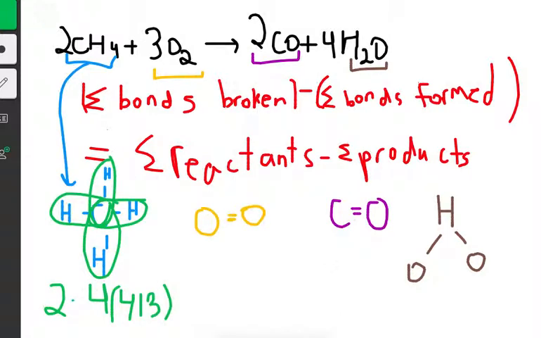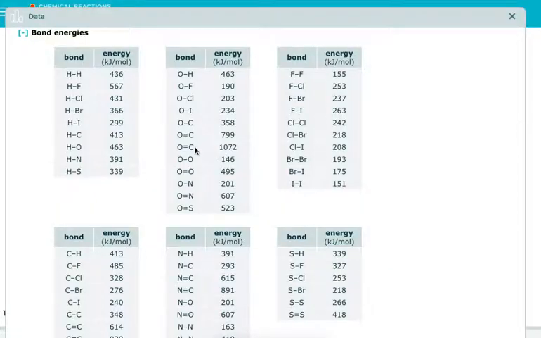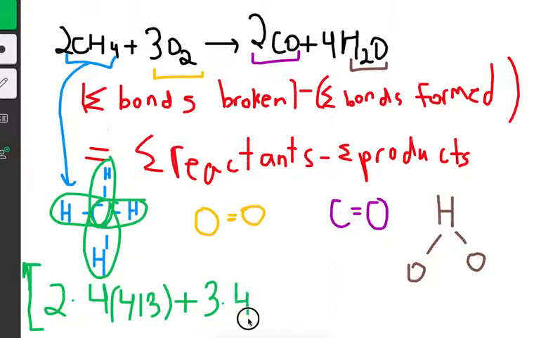Now we're going to take the bond energy of O2. So we're going to do plus, the coefficient of O2 is 3. So we're going to do 3 times, and it's O2, so I already drew that. It's a double bond between the oxygens. So the double bond between the oxygens has a bond energy of 495. So we're going to multiply that by 495.